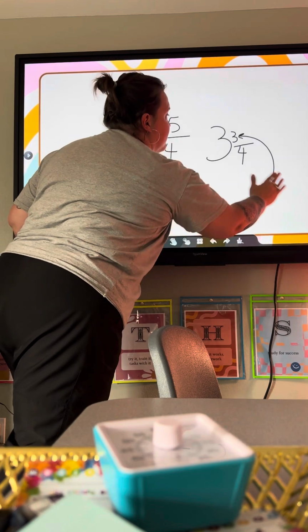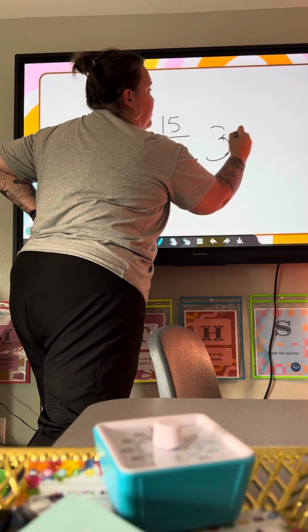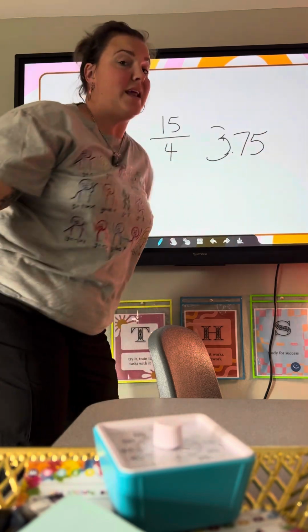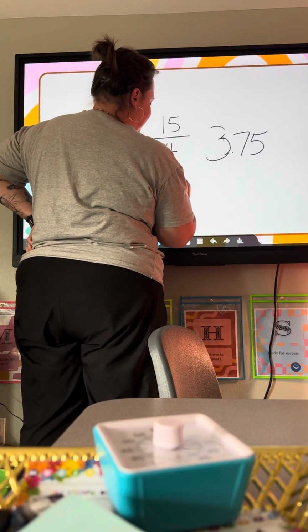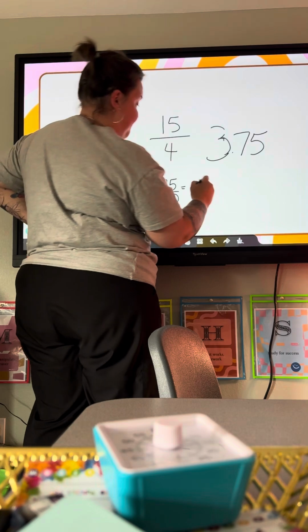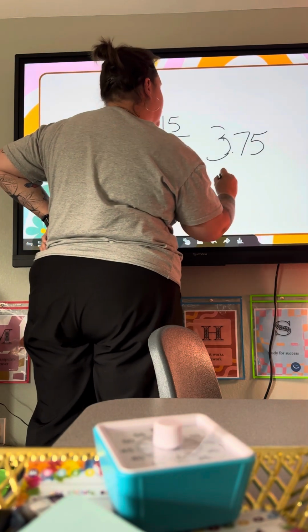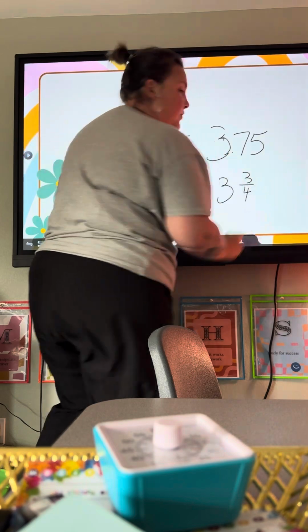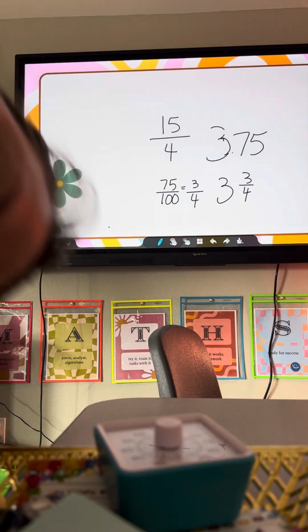So calculator mode, if you put this in the calculator, you would get 3.75. And your teacher's like, it has to be in fraction form. Okay. 0.75 is really 75 over 100. And then you reduce it. 25 goes in 3 times, 25 goes in 4 times. Oh, look, 3 3/4. Bam. I hope that helps.